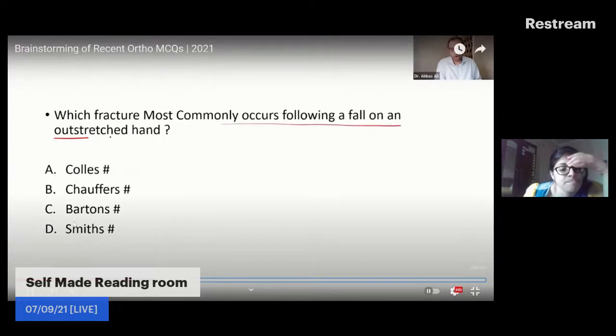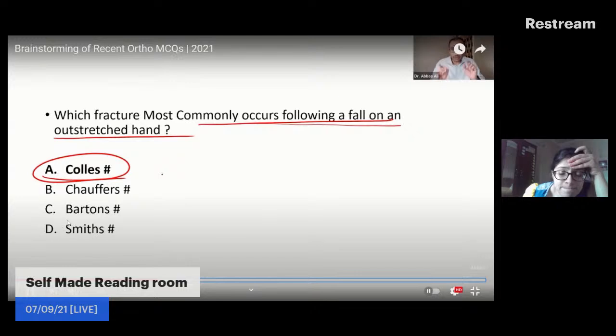Which fracture most commonly occurs following a fall on an outstretched hand? Answer is Colles fracture. Excellent. Fall on an outstretched hand. If we are not mentioning the age, think Colles.